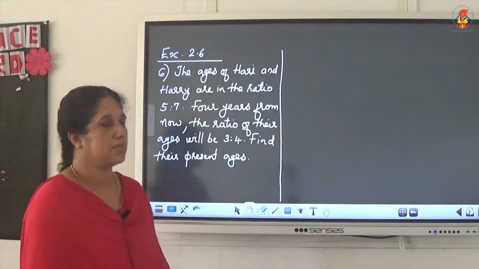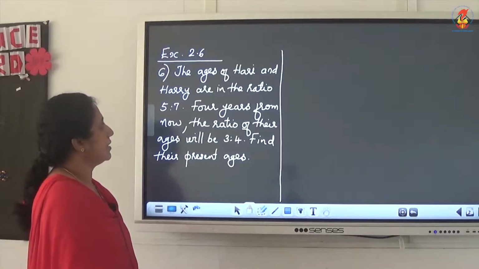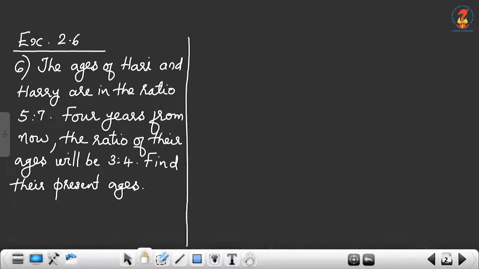Now exercise 2.6, question number 6. The ages of Hari and Hari are in the ratio 5:7. 4 years from now, the ratio of their ages will be 3:4. Find their present ages. Now the ratio of their ages is given. So how can we take the ages of Hari and Hari? Because the ratio is given, we can take it as 5x and 7x.